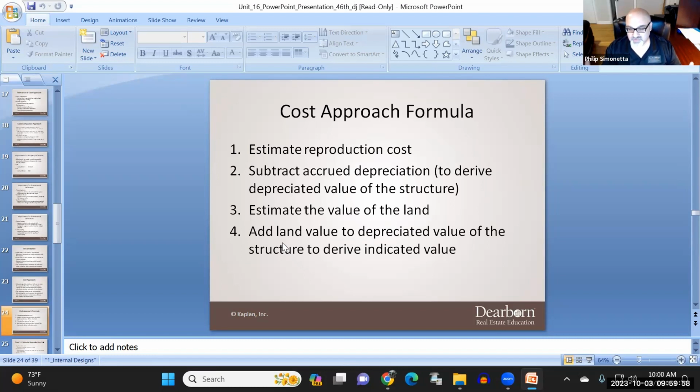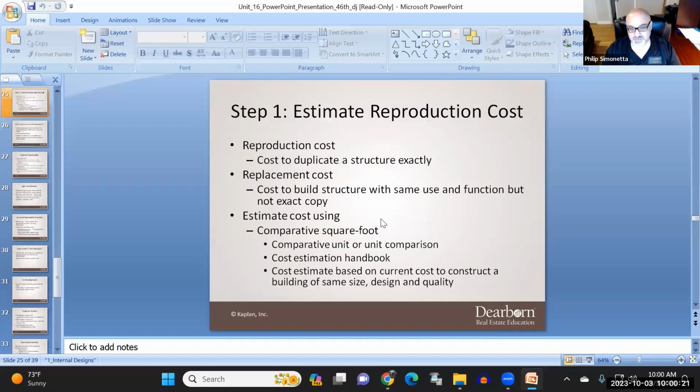So there's going to be depreciation for the time, the age, and you calculate that. You take the reproduction cost, calculate the accrued depreciation, and subtract it. Then you take the estimated value of the land and add it. You add the land value to the depreciated value of the structure to derive the indicated value of the property. We're going to go into more detail on this. So let's look at step 1.